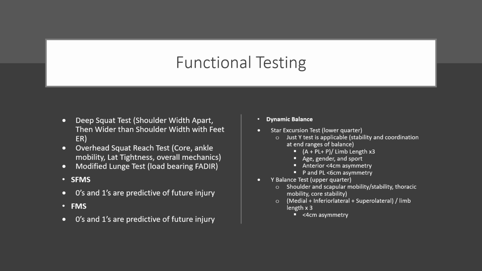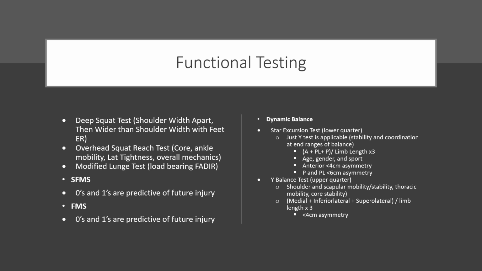You've got your overhead squat reach test. You can tell a lot on this particular test. You can tell if they have a strong core, if they're wobbling back and forth. You can tell if they lack ankle mobility, if they come up on their heels as they start to squat down. You can tell if they have tight lats, if they can't raise their arms up over their head. So you can tell how their whole system is working together off of this particular test alone, and that will be a good way to start adding in some specific activities for them.